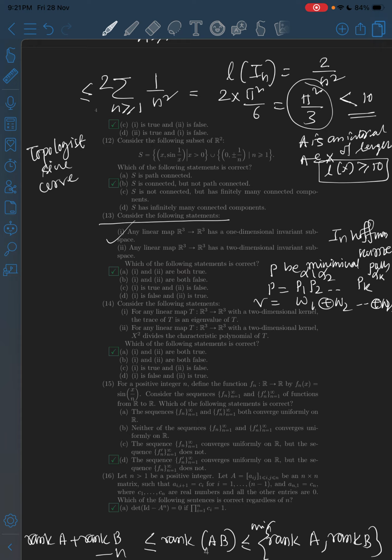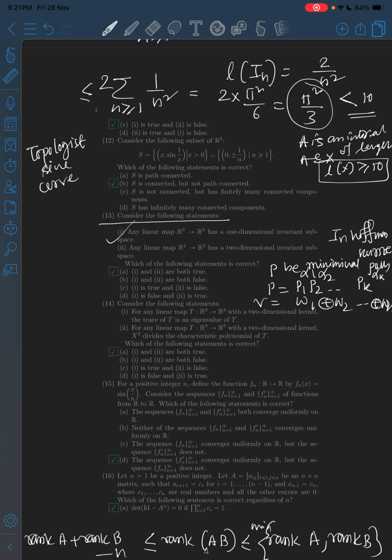P is the minimal polynomial, mind it. Each Wi is T invariant, and if you restrict T to Wi, then it will give you a linear operator on Wi, and the minimal polynomial for that linear operator must be Pi power alpha i. Okay, this is the thing. So if this is the case, then you can use that here.